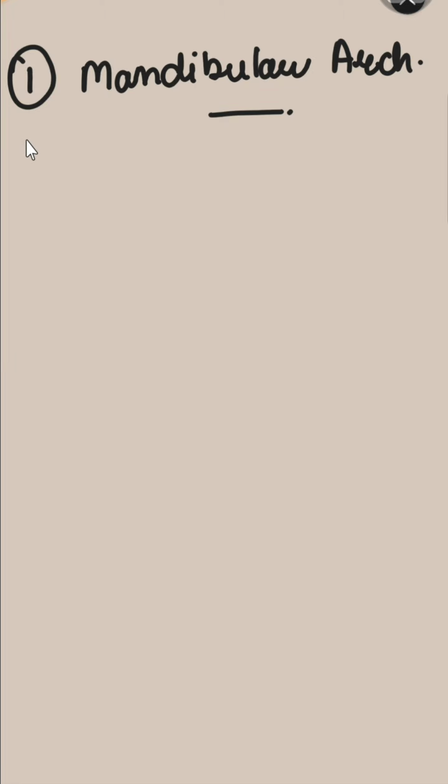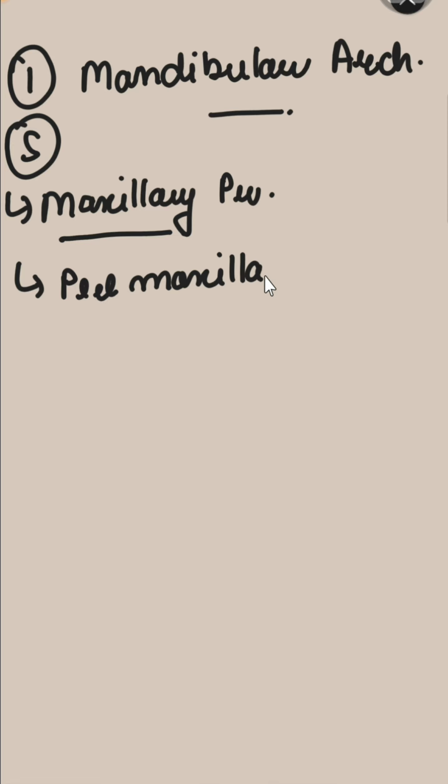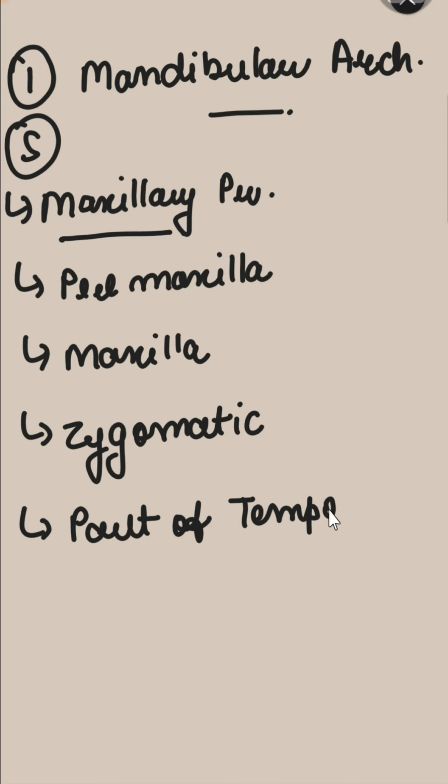Let's have a look into the skeletal derivatives. The skeletal derivatives are divided into two. First, the maxillary process. From the maxillary process we have premaxilla, maxilla, zygomatic and part of the temporal bone. This is from the maxillary process.